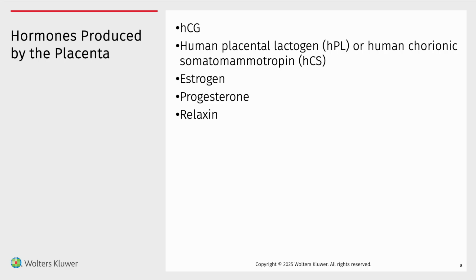So estrogen, the hormone estrogen, is primarily estradiol. This hormone increases uterine blood flow. It stimulates uterine and breast tissue growth, and it prepares the myometrium for labor. Also, vascular changes are needed to support the growing placenta. So that hormone is going to help promote these vascular changes to grow this placenta.